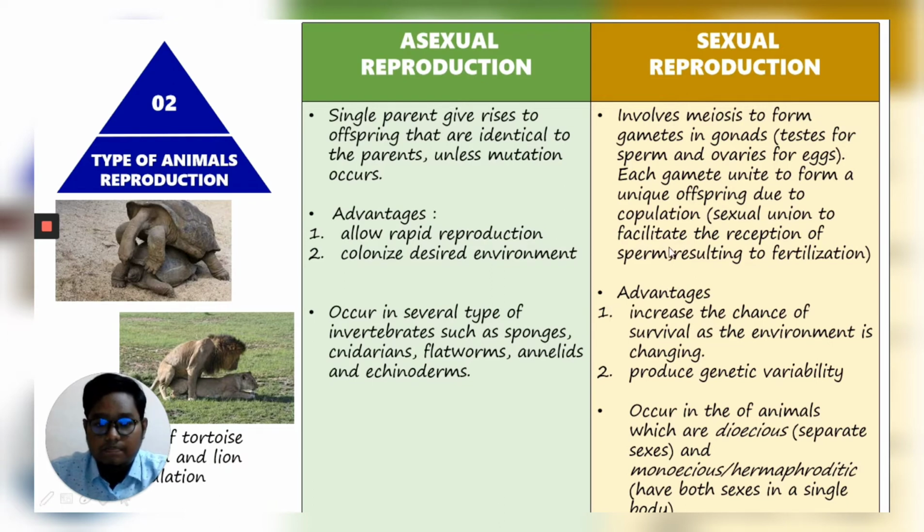So as you can see above me, there are two examples of animal copulation, which is the turtle copulation and the lion copulation. Other than that, sexual reproduction also involves animals which are dioecious, having separate sexes in different bodies, for example this lion, and also monoecious or hermaphrodites, for example snail, echinoderm, fish, and also worms.